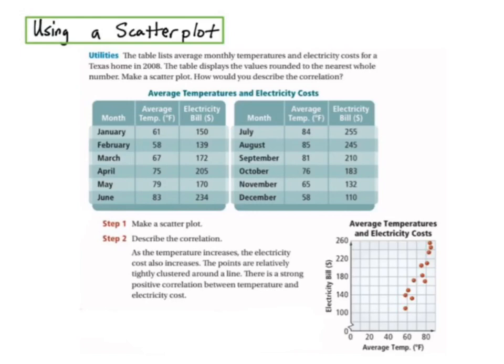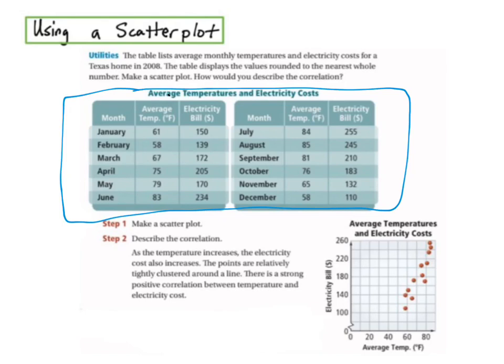Here we have an example of using a scatter plot. All right, so the table lists the average monthly temperatures and electricity costs for a Texas home in 2008. The table displays the values rounded to the nearest whole number. They're then asked to make a scatter plot and determine how we would describe the correlation. So this is the information they're given. This is the data they're using.